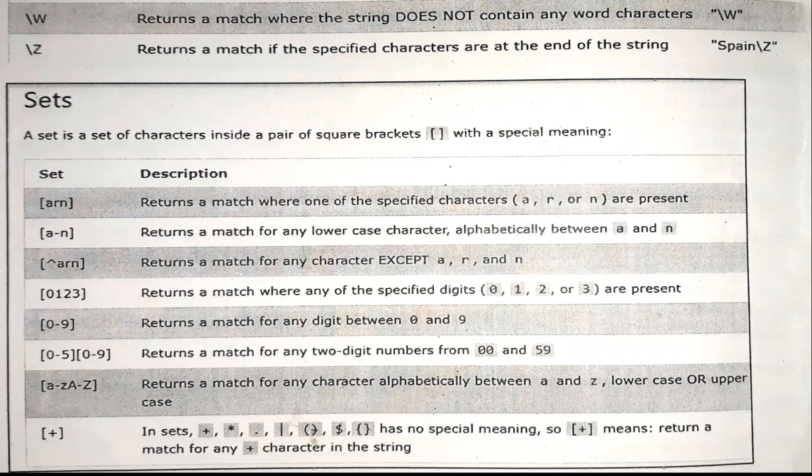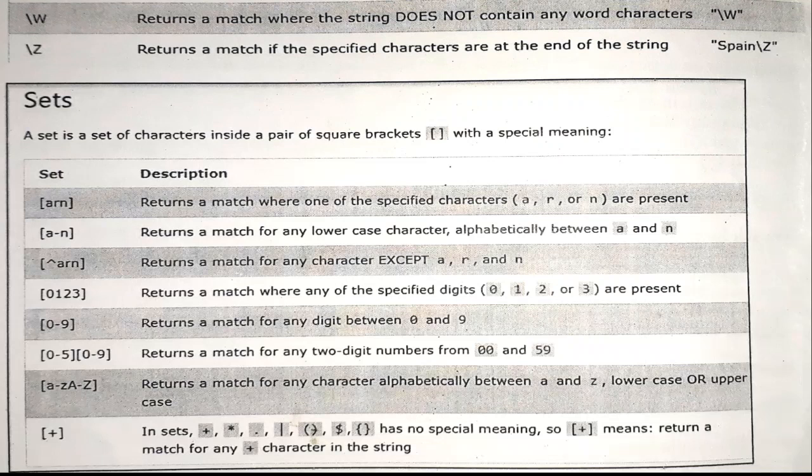A set is nothing but a set of characters inside a pair of square brackets. So whenever we make use of square brackets to provide any number of characters, that is called a set. We have different combinations of sets. First, within square brackets we have written [arn]. The meaning of this set is that it returns a match if your string contains any one of the characters, or all of them, still no problem, but other than a, r, n no other characters are allowed.